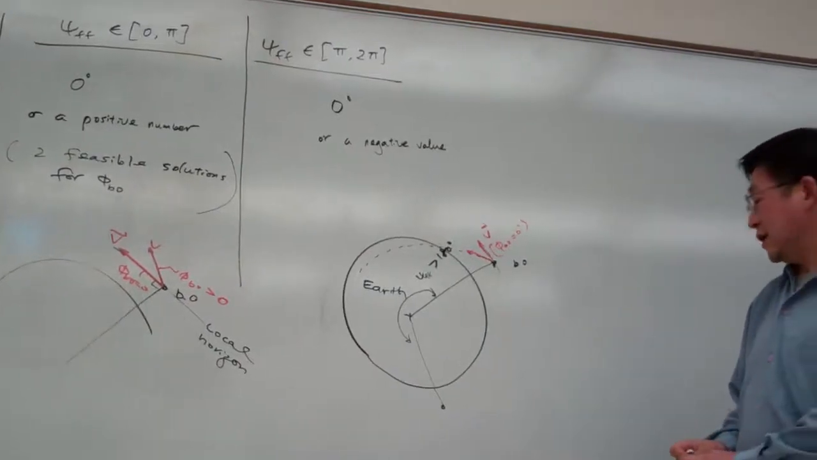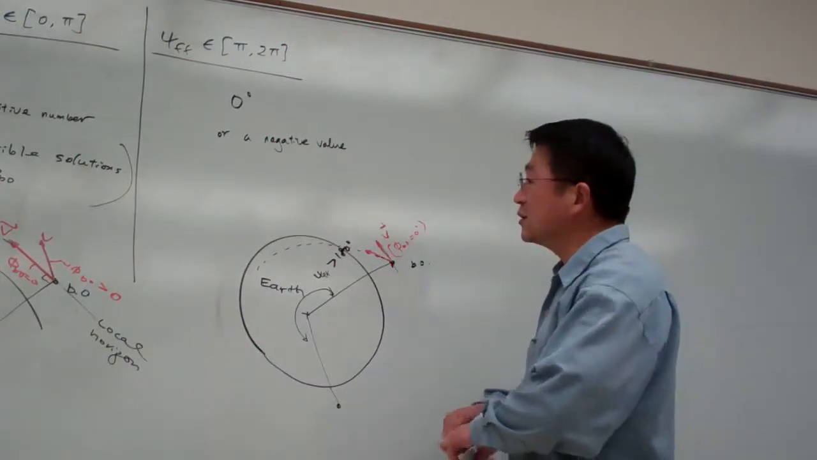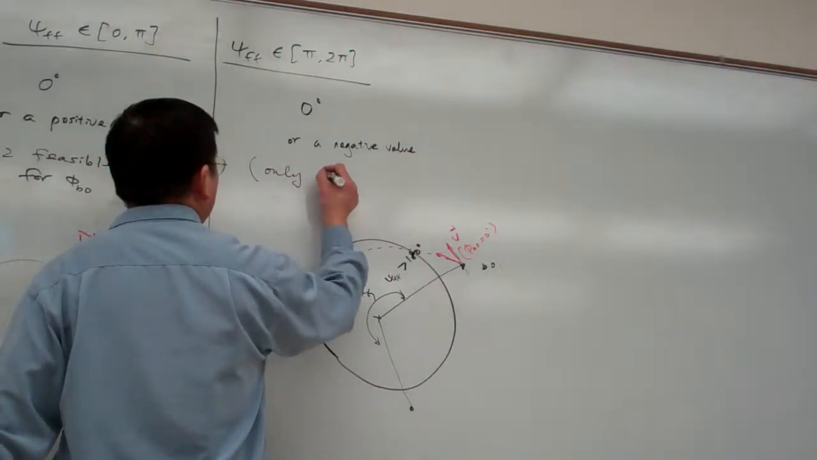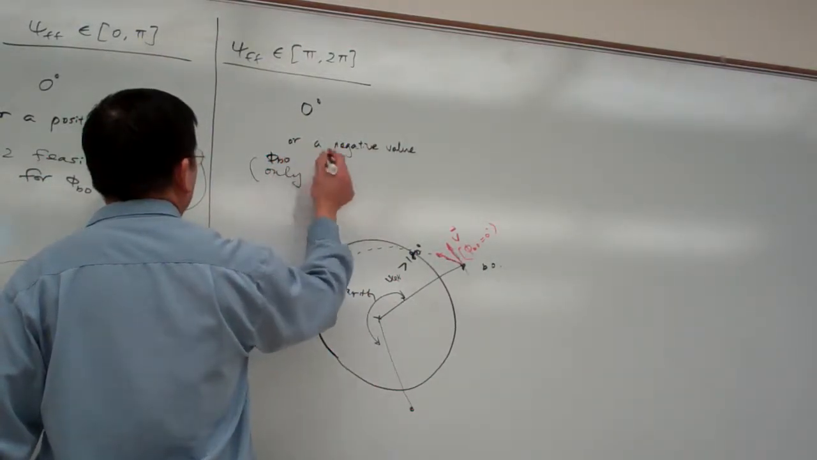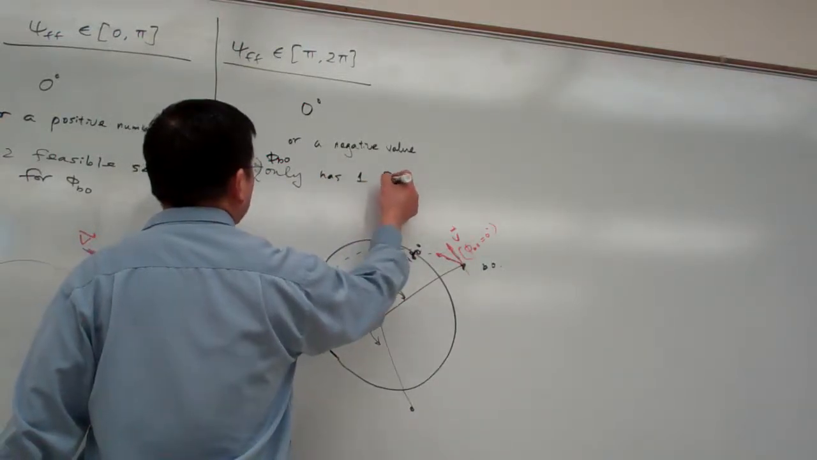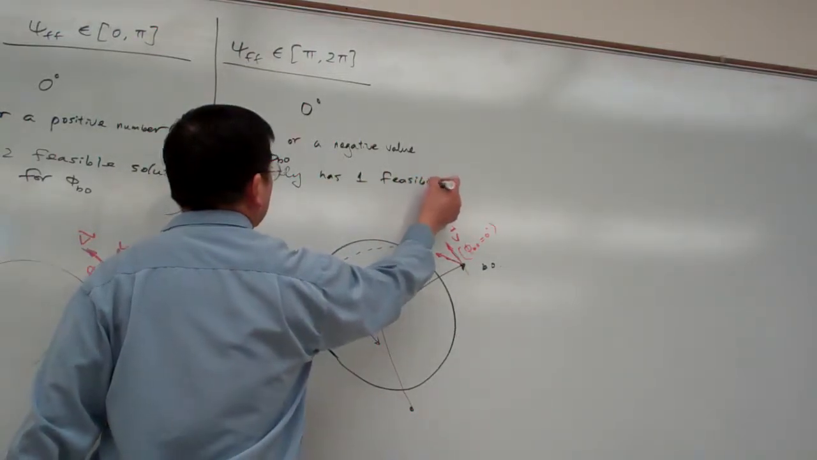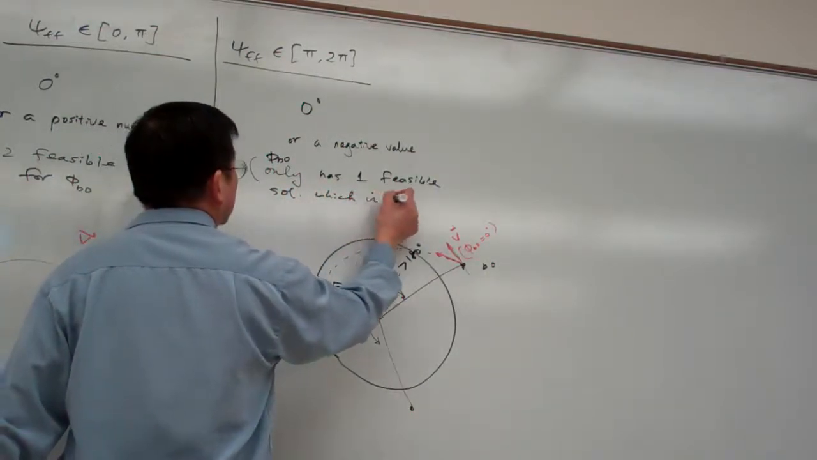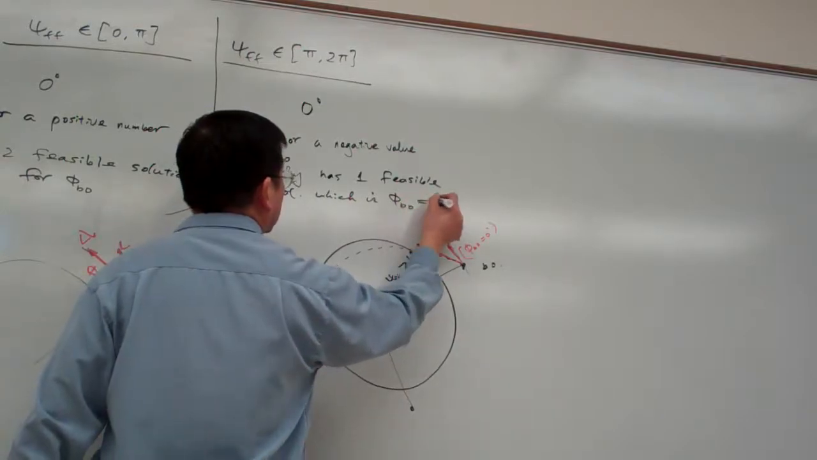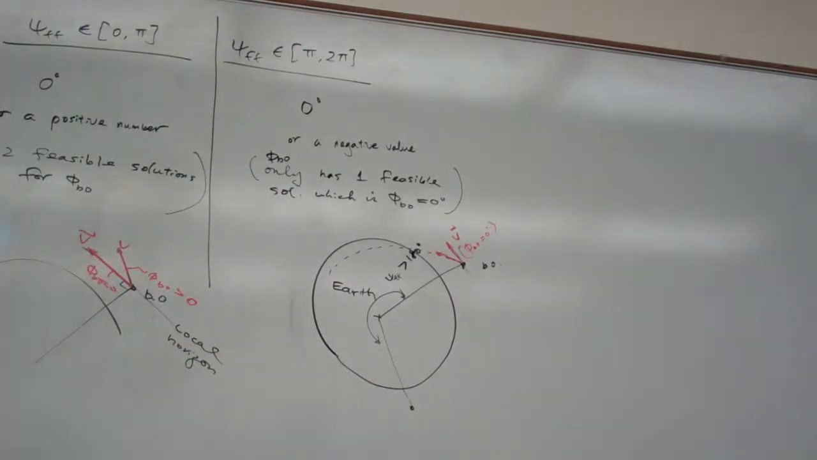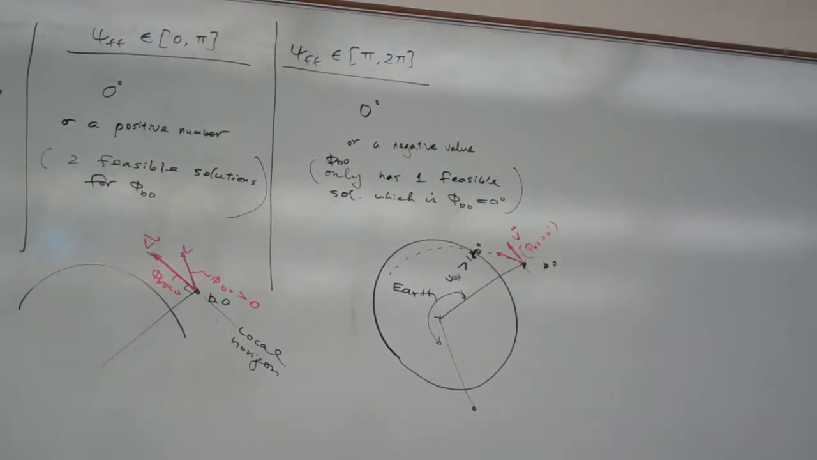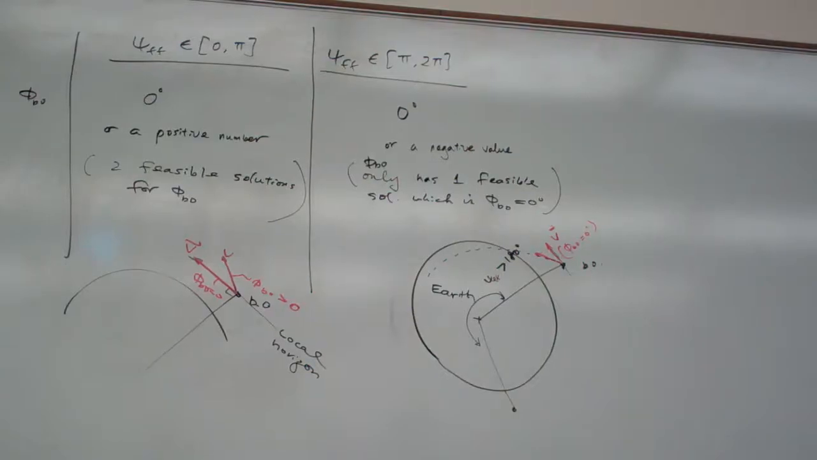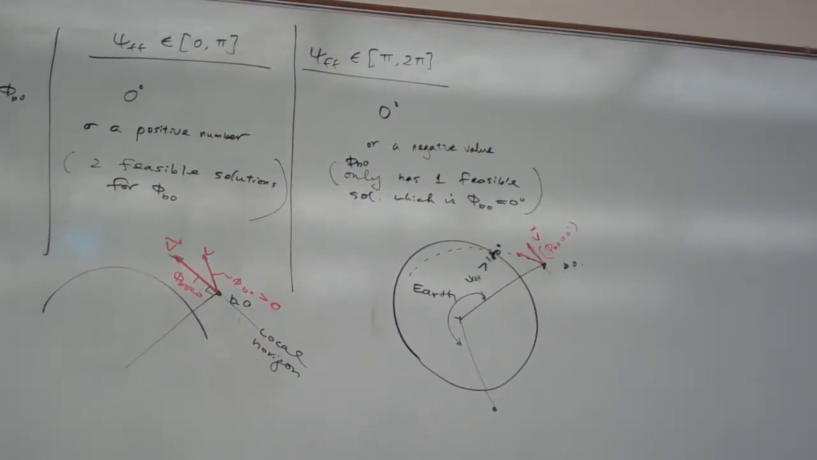So for this case, I can tell you VBO only has one feasible solution, which is VBO equal to 0 degrees. So that is for this. That's it.